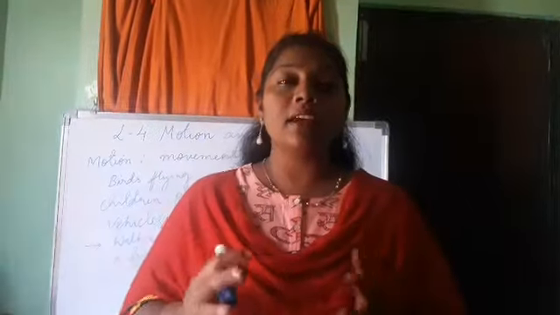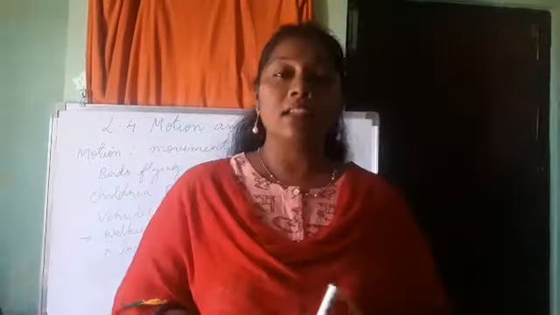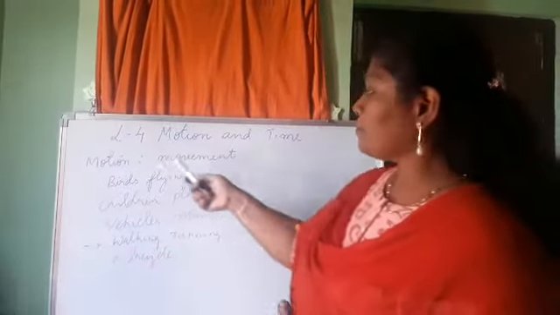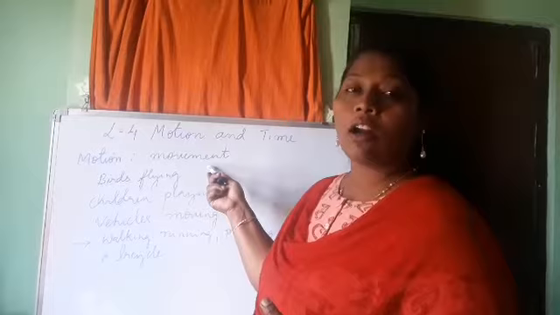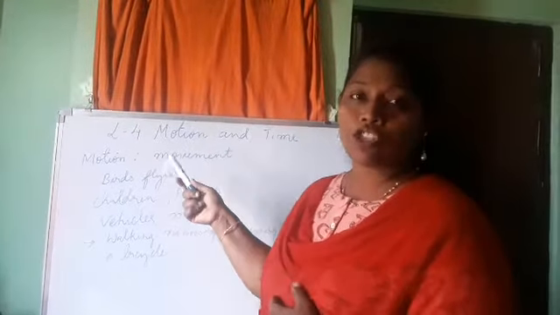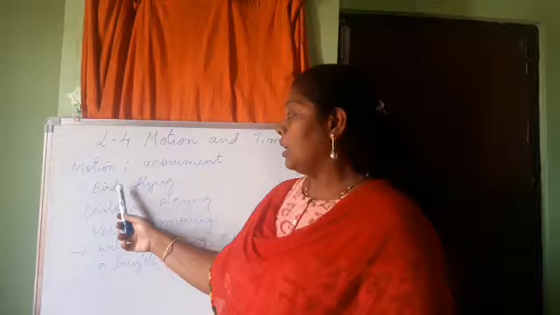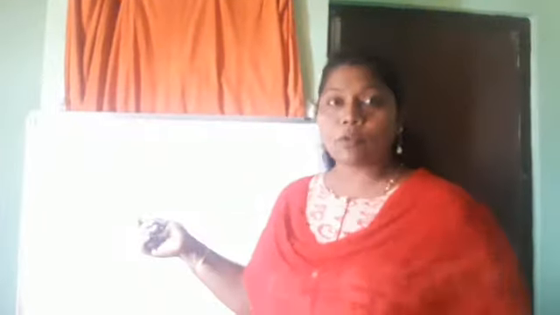So, anything which is having a movement from one place to another place, we can simply say that the object is in motion. So children, motion is simply called as movement. What is motion called as, children? Movement. Okay, very good. Now we will see few examples regarding the motion.